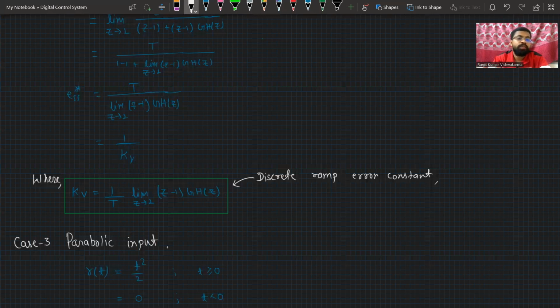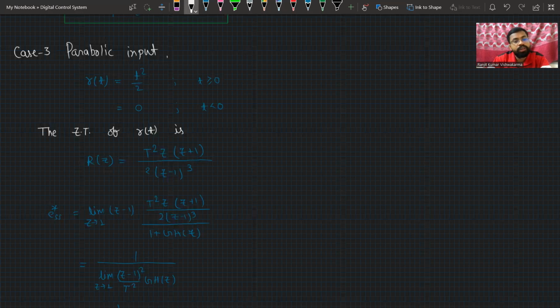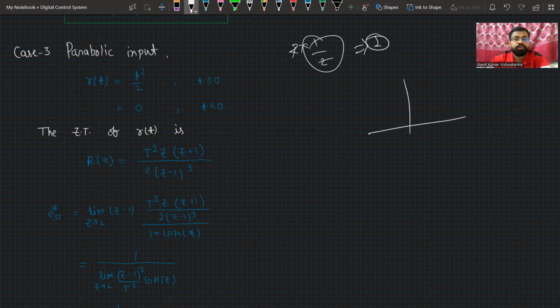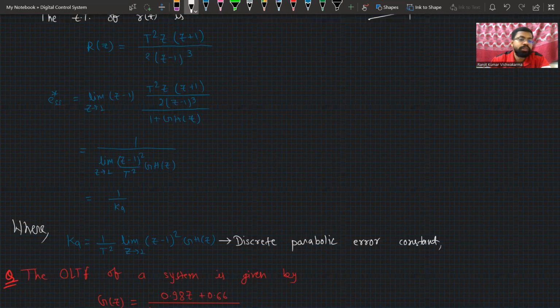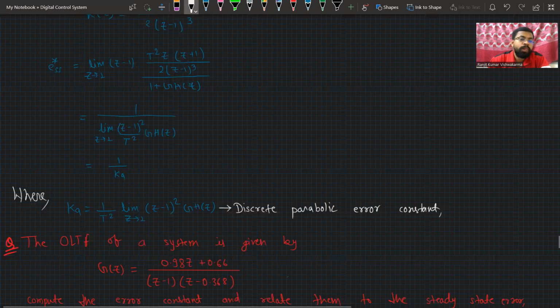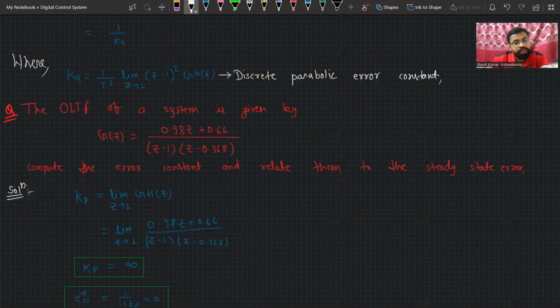After that, the third one is the parabolic input. In the parabolic input, t square by 2. Why are we taking 2? Because whenever we take the z transform, that constant 2 will be multiplied, so this 2 will be neglected and it will become 1. That's why we multiply here 1 by 2. So some constant parabolic equation like this. After sampling we will get this, and again substitute the value of R of z, we will get this function. And 1 by Ka, we denote this as Ka, where Ka is this, which is the discrete parabolic error constant.